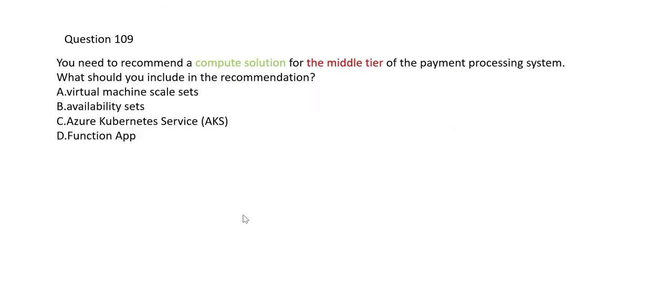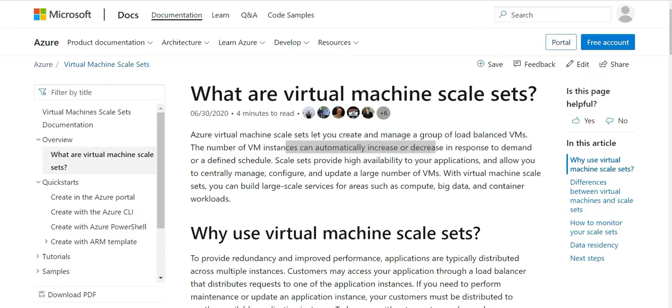Now let's try to answer this. They want elasticity. Scale up and scale down should happen automatically, based on the CPU utilization. Looking at the options, virtual machine scale sets provide this, which is option A. If you are from an AWS background, scale sets are similar to auto scaling in EC2. In this documentation, we see that virtual machine scale sets let you create and manage a group of load balanced VMs. The number of VM instances can increase or decrease automatically in response to demand or a defined schedule.